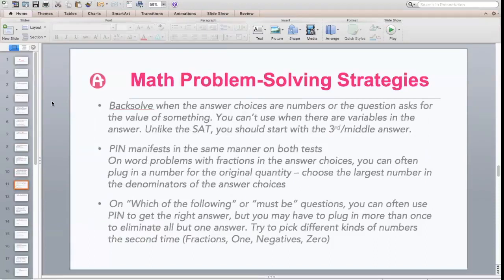So the main math problem solving strategies for the ACT are the same as the SAT, as they are for most standardized tests. Back solving, like we discussed, is when the answers are numbers, and you can plug those numbers into the question and take them through the ride: divide in half, add 30, whatever. You can't use back solving when there are variables.